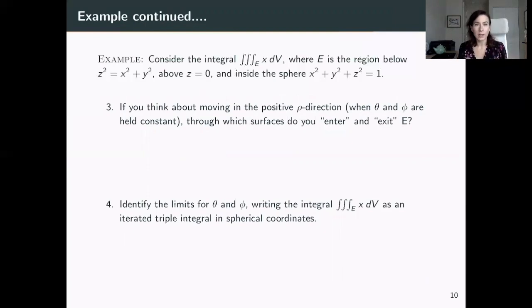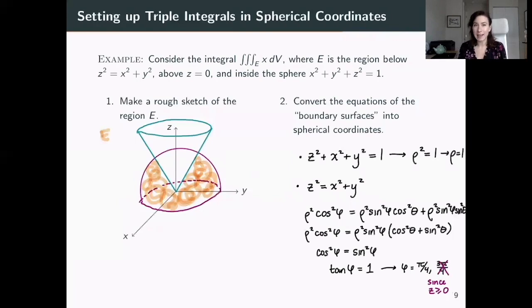We now want to set up this iterated integral. And again, we want to do rho, phi, and then theta. So we're first going to think about entering and exiting in terms of our rho. So if we think about moving in the positive rho direction, where we have that our angles are held constant, which surfaces do we enter and exit through E? That's going to take us a little bit of extra visualization here.